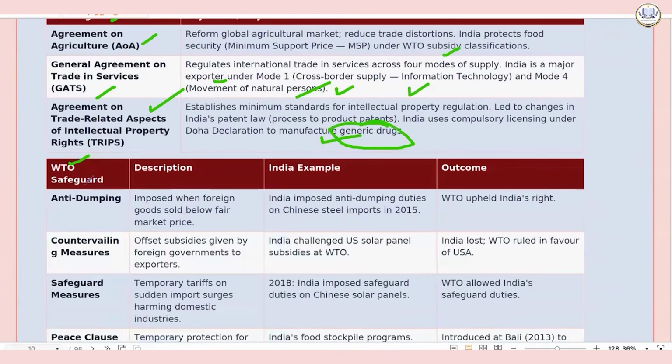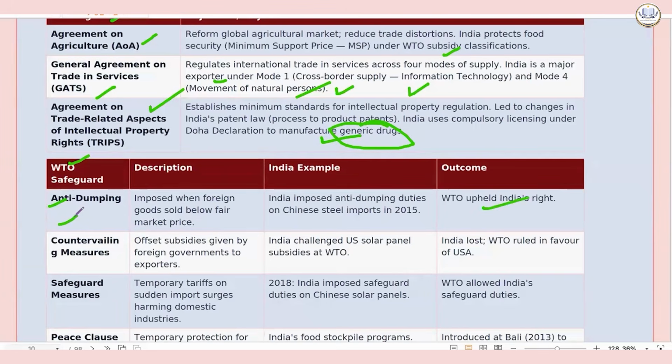Then we have some safeguards as well, like anti-dumping. So it is imposed when foreign goods are sold below fair market price. So if foreign goods are sold below fair market price, then anti-dumping duty will come. Like India imposed anti-dumping duties on Chinese steel imports in 2015. The outcome was WTO upheld India's right.